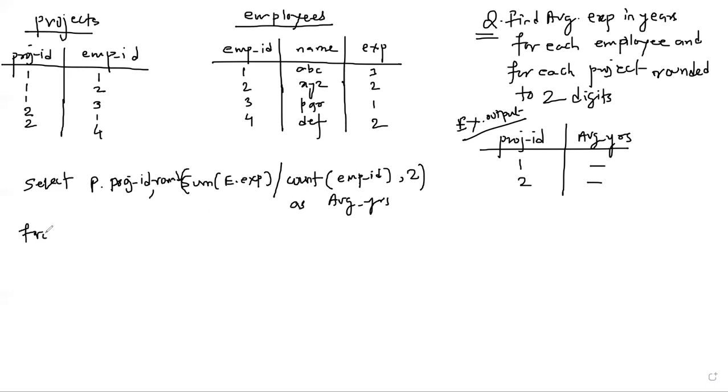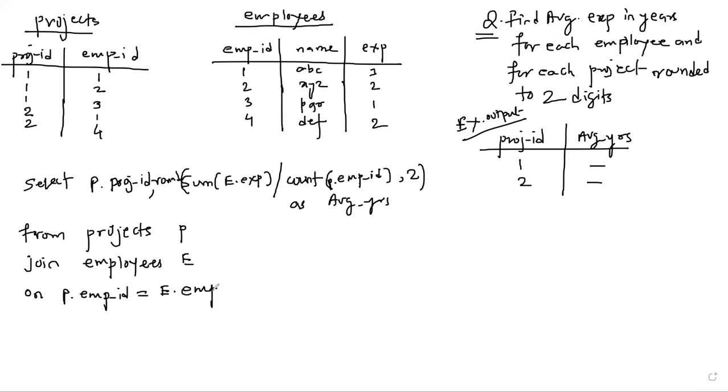From projects P, and we are joining these projects to the employees table E. Here I also need to mention P dot employee ID. We are combining them on employee ID. So P dot employee ID is equal to E dot employee ID.